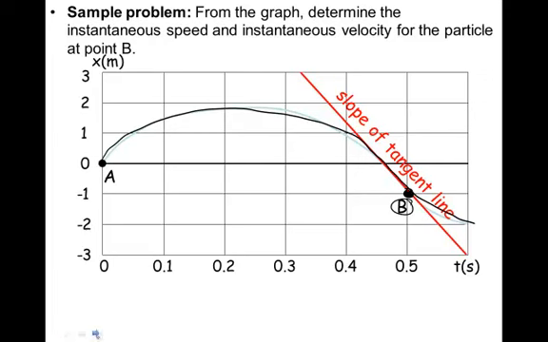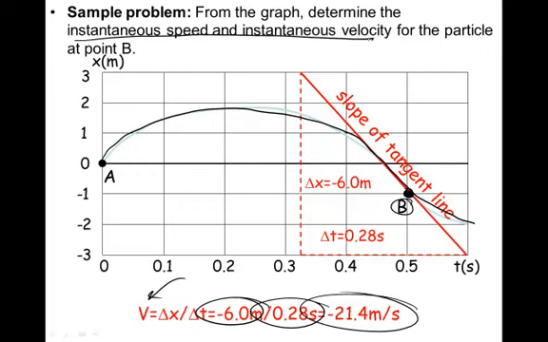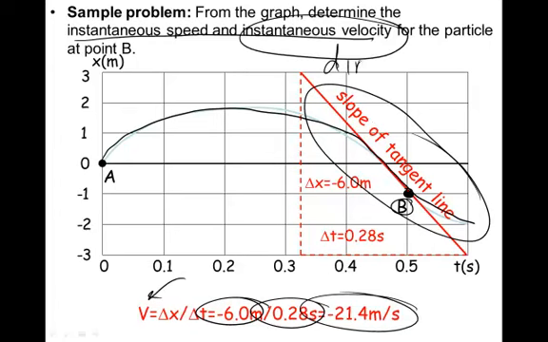Okay, we kind of have to eyeball that. And then we calculate out the slope. The rise is -6 meters and the run is about 0.28 seconds. So to calculate the velocity, we take the rise, -6, divided by the run of 0.28, and we get -21.4 meters per second. So again, instantaneous speed and instantaneous velocity is found by finding the slope of the tangent line. The only difference is that instantaneous velocity takes into account direction, whereas for instantaneous speed, direction wouldn't matter.